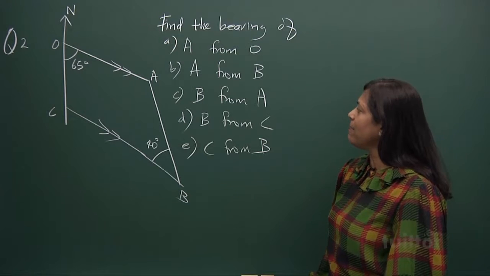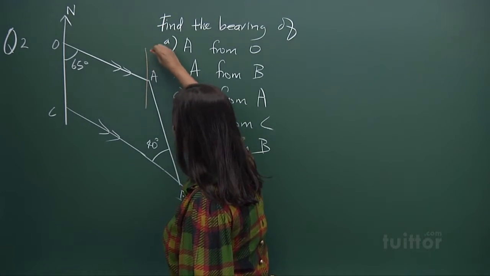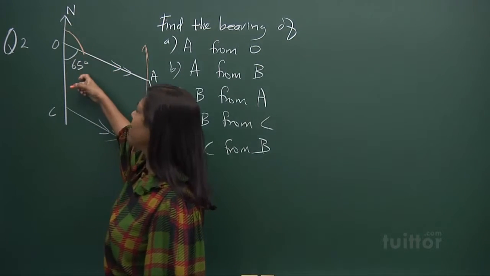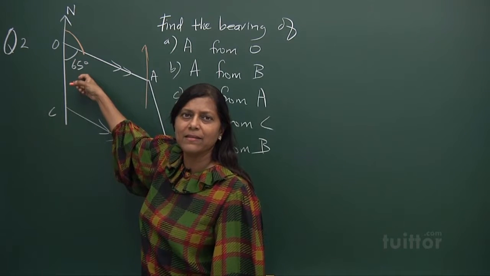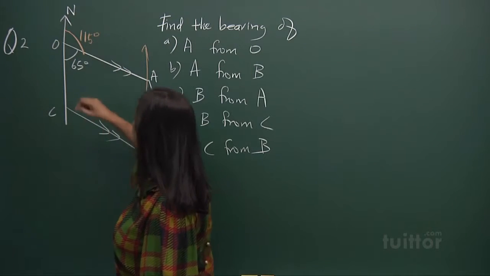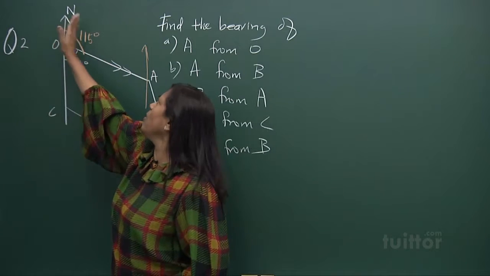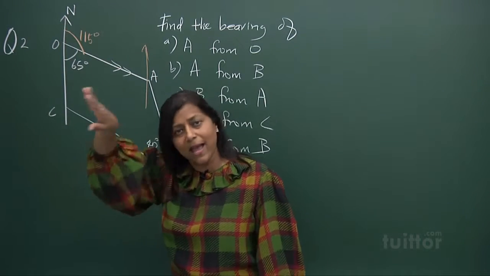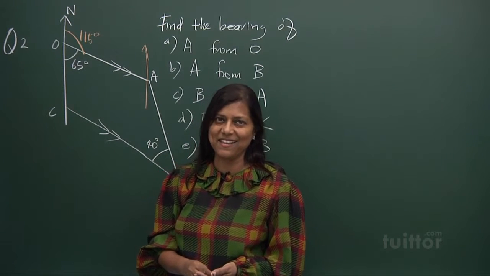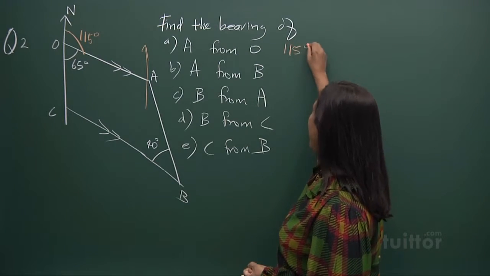Alright, let's look at the sum. Bearing of A from O. Now this is your north, and this angle here will be 180 minus 65. You get 115 degrees. What's the bearing of A from O? O looking at A. What's the angle it's got to turn? 115 degrees. Right, so you write that is 115.